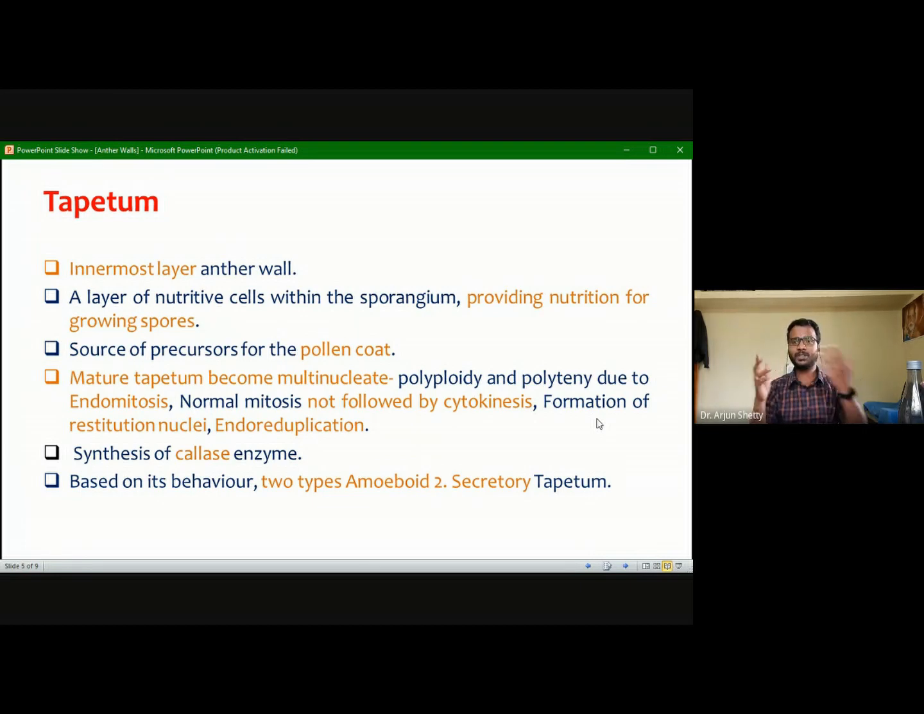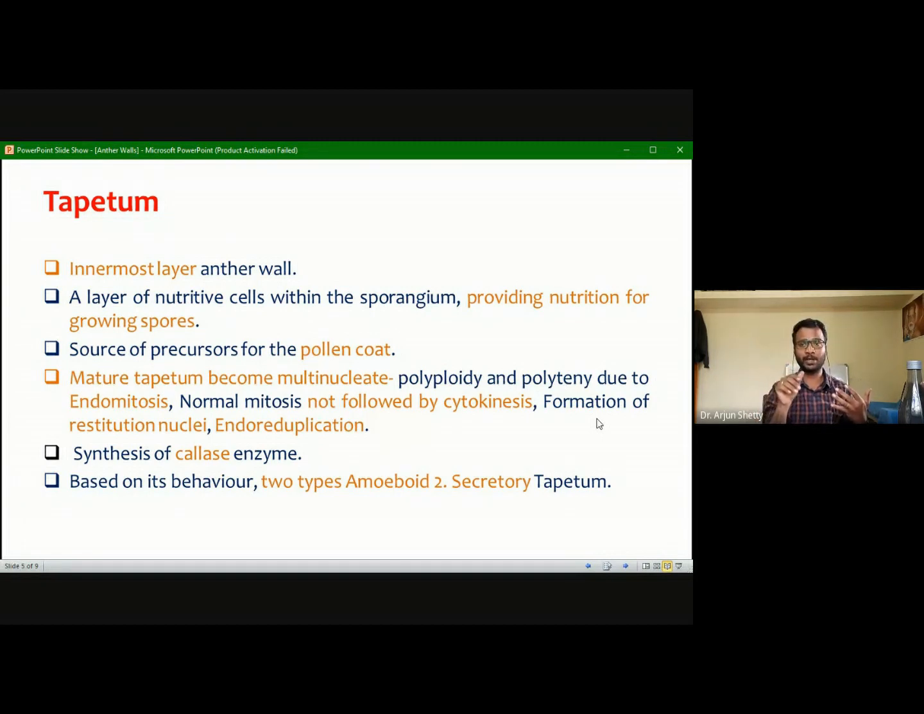And that results in the formation of polyploid cells, because any cell having more than two nuclei has more than the actual diploid set of chromosomes, so it is considered polyploid, right? And this is because of endomitosis, which is mitosis occurring inside a cell without undergoing cytokinesis, where the normal cytokinesis-triggering molecules are absent in the tapetum. So the tapetum does not reach the cytokinesis stage; it completes its cycle only at the karyokinesis stage, with the formation of the restitution nucleus. That is why the tapetum becomes multinucleate.